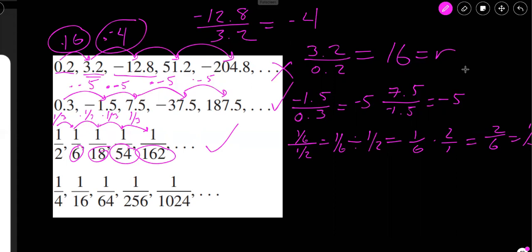And then the last one, I've got 1/4, 1/16, 1/64, 1/256, and 1/1024. And if I do this again, 1/16 divided by 1/4, I'm going to get something that looks like this.